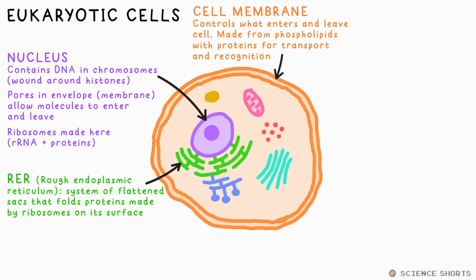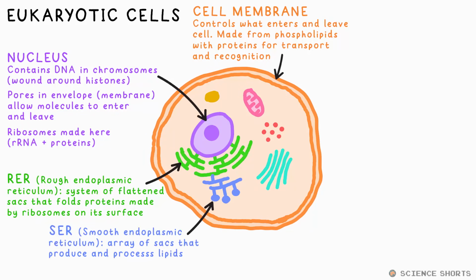RER, the rough endoplasmic reticulum, is a system of flattened sacs that has ribosomes on the surface of its membrane. It's responsible for folding proteins. The smooth endoplasmic reticulum, on the other hand, is an array of sacs that produce and process lipids.